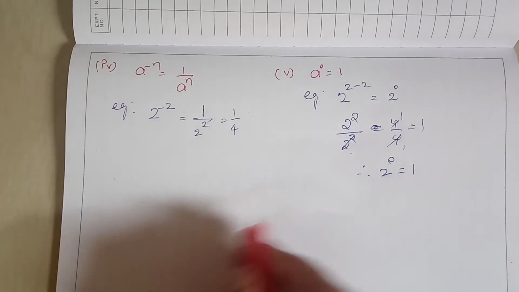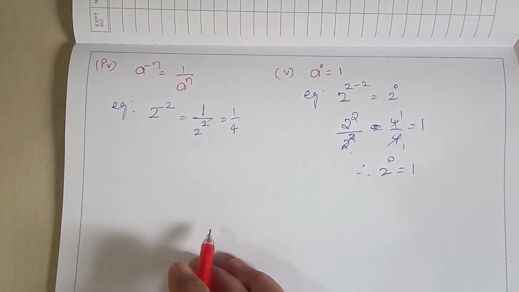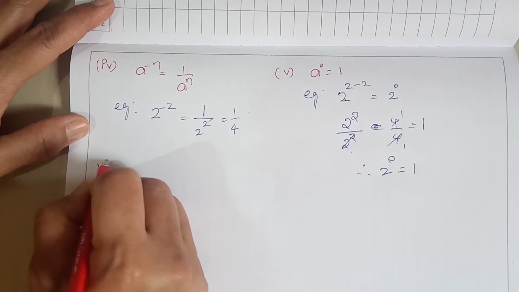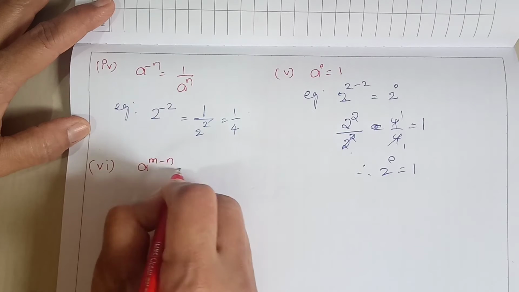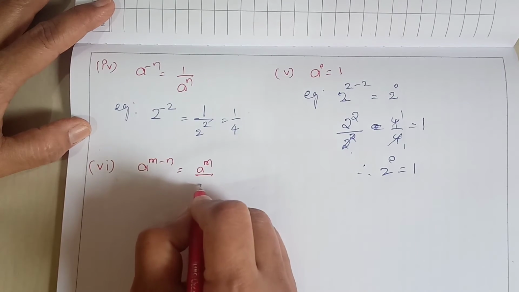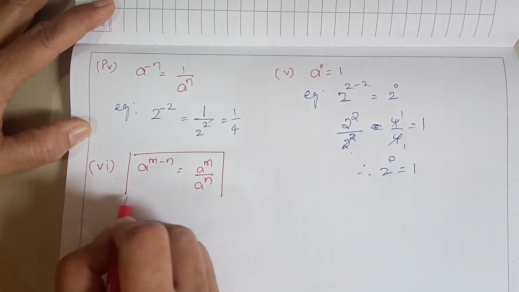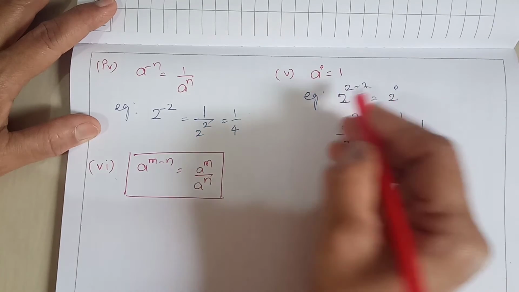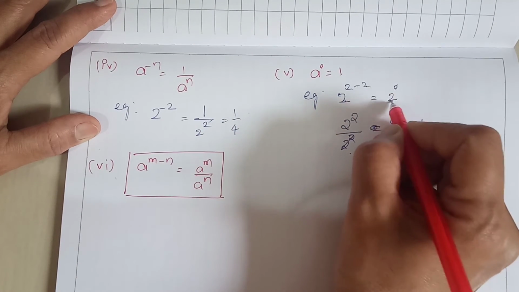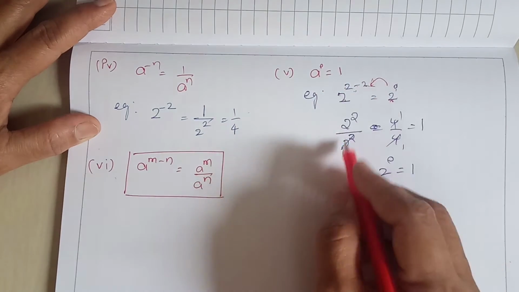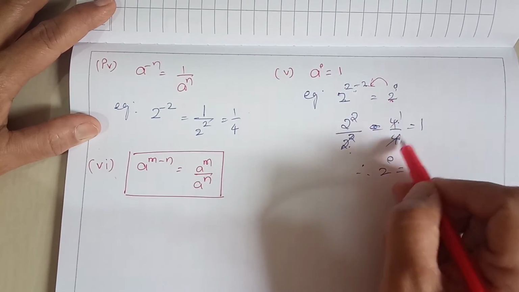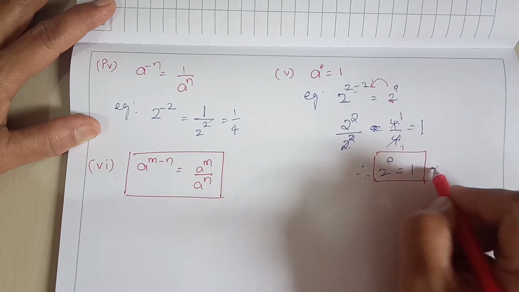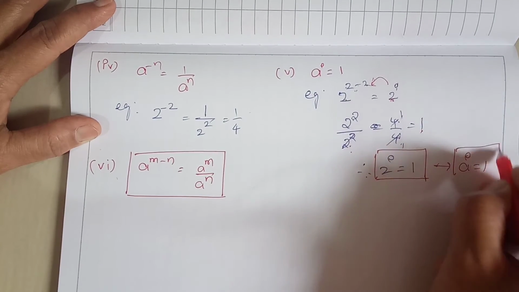Actually, I will now explain exactly how this formula is derived. The sixth one: a to the power m minus n is equal to a to the power m by a to the power n. Based on this formula, I have explained 2 to the power 2 minus 2, which is equal to 2 to the power 0. So this can be written as 2 square by 2 square, which is 4 by 4. 4 ones are 4 ones are. The answer is 1. That means 2 to the power 0 is equal to 1. This is nothing but a to the power 0 equal to 1.